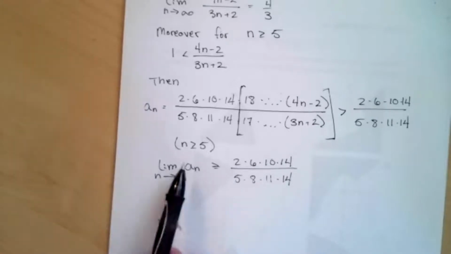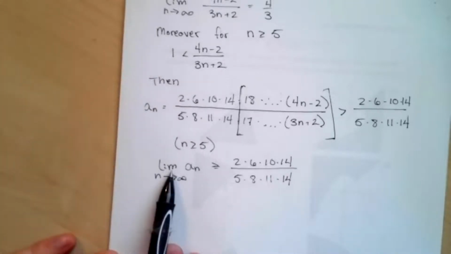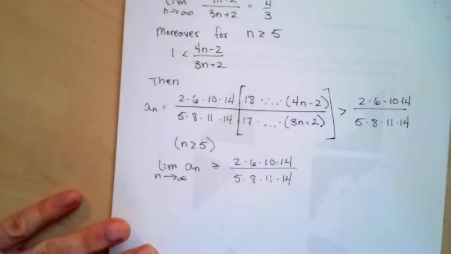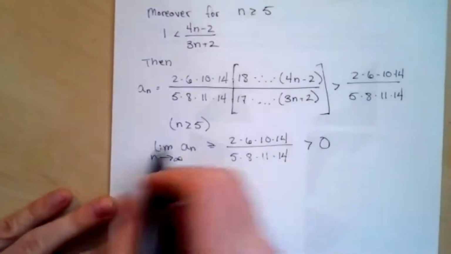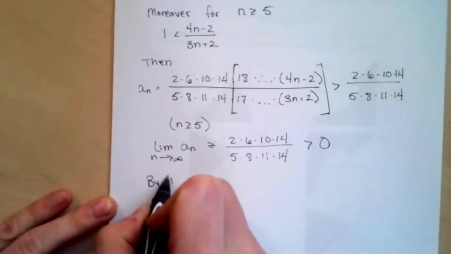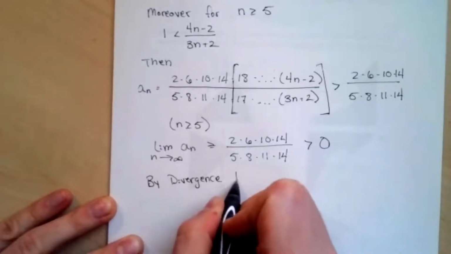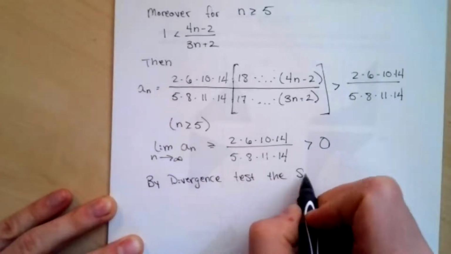So we could show that the sequence of individual terms goes to infinity, or it is enough to show that the limit of the sequence of individual terms is bounded below, and it's strictly bigger than 0. So by the divergence test, now the series will diverge.